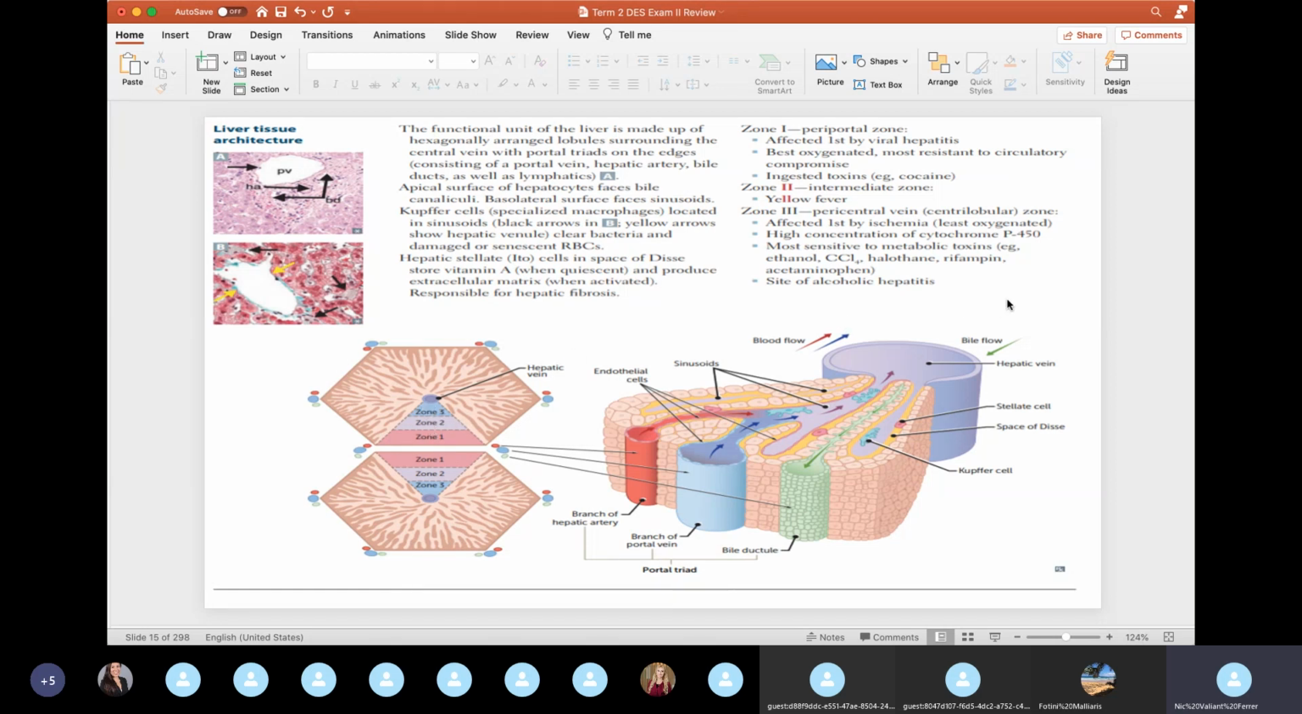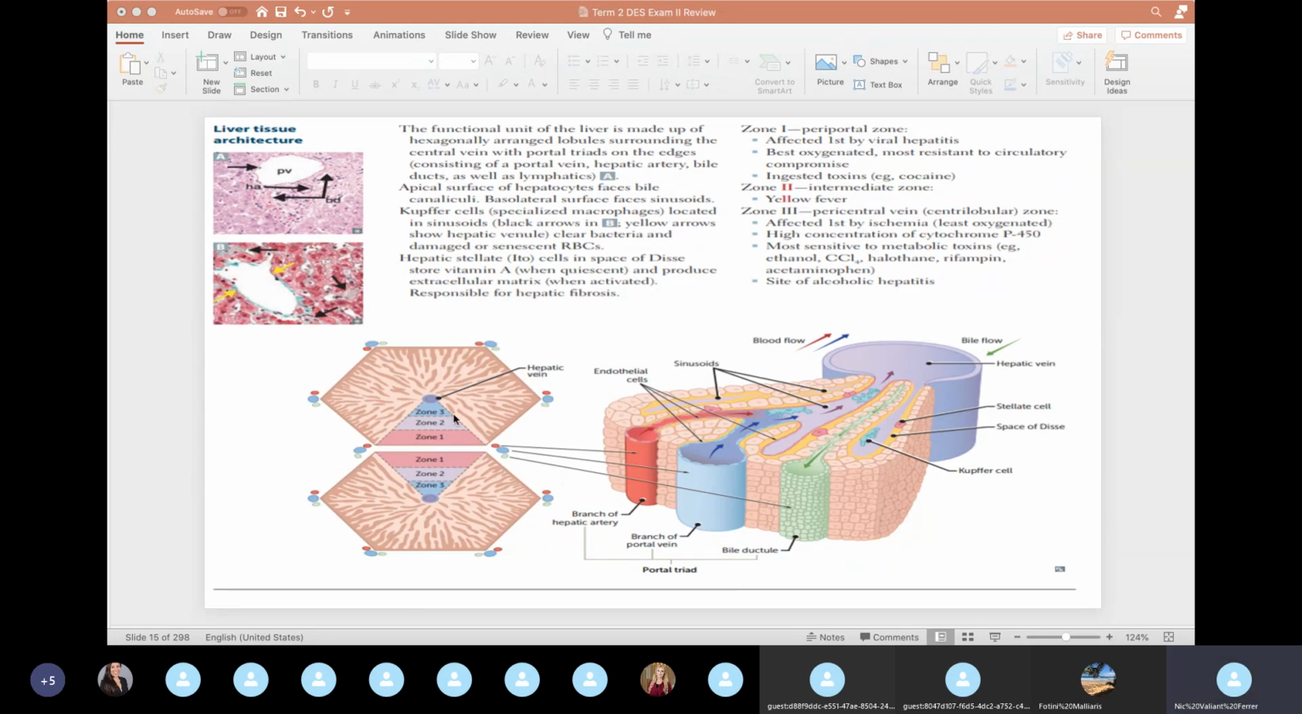Zone 3 is affected by ischemia. Why? It's farthest away from the portal vein. That's why this is affected first by ischemia. Don't forget, this is the highest concentration of your cytochrome P450. It's the most sensitive to metabolic toxins. So if you have TB, you're taking rifampin, or if you have headaches, or you're taking acetaminophen, or if you're a chronic alcoholic, you keep on ingesting ethanol, zone 3 is the most commonly affected. This is the site of alcoholic hepatitis.